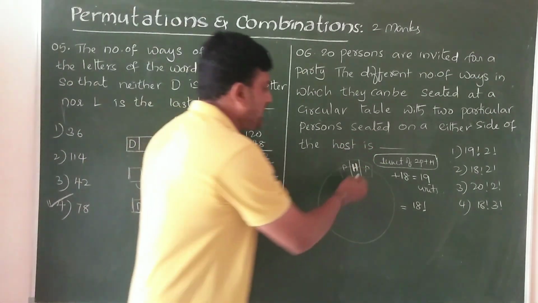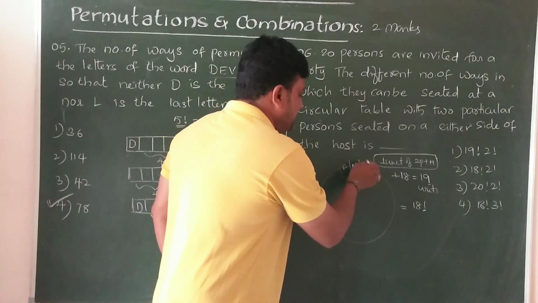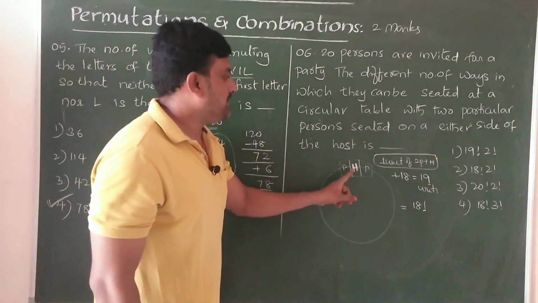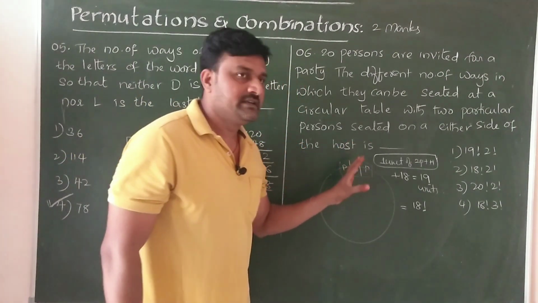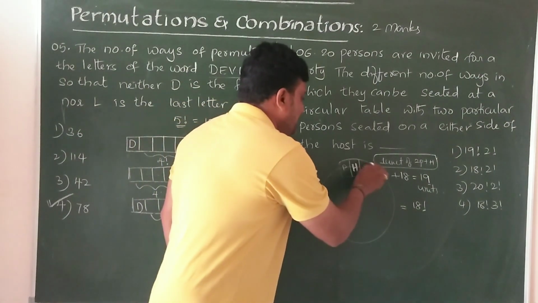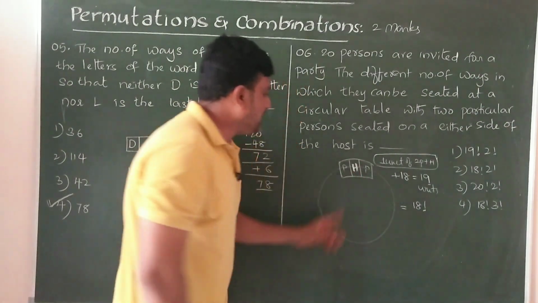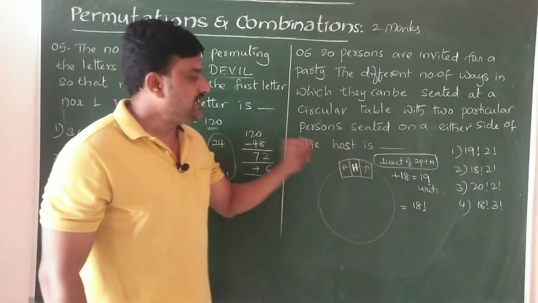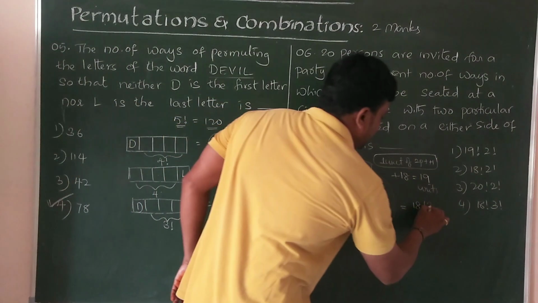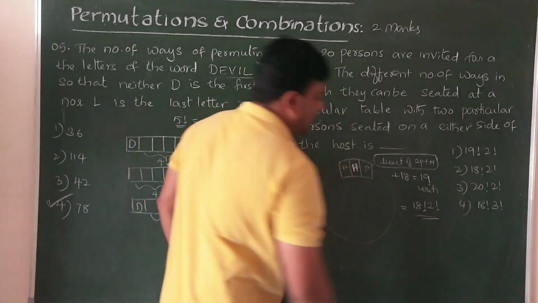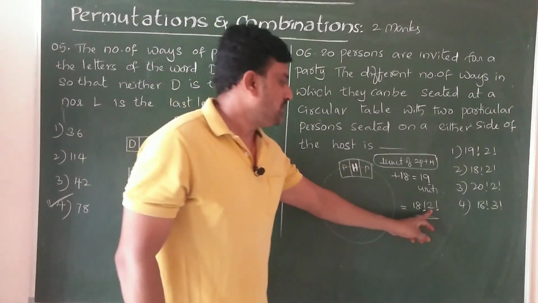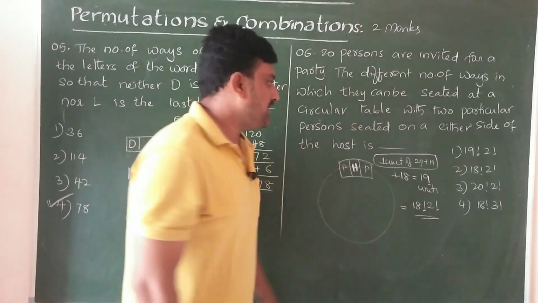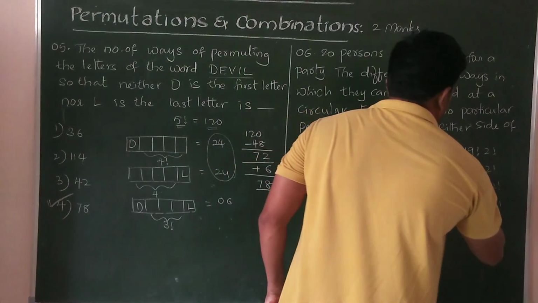Yes or no? Maybe these are changed among themselves. Yes or no? So the host cannot be changed. So that's why only 2 persons can be changed among themselves in 2 factorial ways. Okay. So 18 factorial into 2 factorial. Our option is the second one.